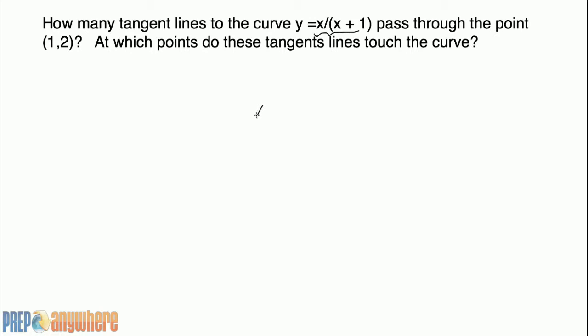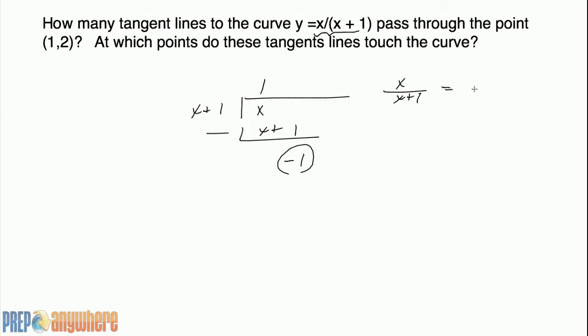So what I want to do is actually first do long division. Right? x divided by x plus 1 gives you 1. Subtract and you get minus 1 as a remainder. So what that means is that x over x plus 1 is equivalent to minus 1 over x plus 1, plus 1. Okay, that's what it means.